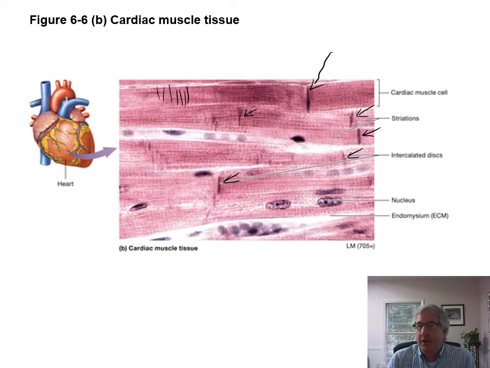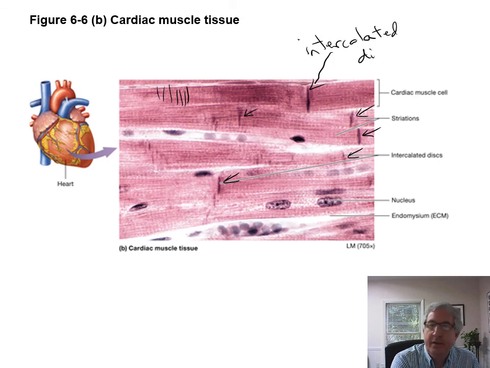So you see the intercalated discs. I spell it with a K a lot of times, so I pop back and forth between C and K. Usually I do it with a K, but anyway. So intercalated discs are one of the major distinguishing features of cardiac muscle. Next slide.